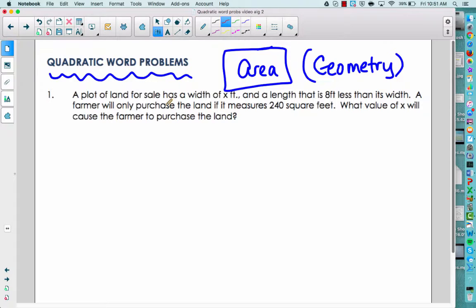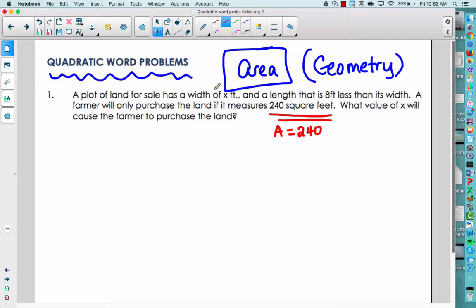A plot of land for sale has a width of x and a length that is 8 feet less than its width. A farmer will only purchase the land if it measures 240 square feet. So the fact that it's saying square feet is telling me that he wants an area of 240 square feet. What value of x will cause the farmer to purchase the land? Okay, so we are trying to find x.